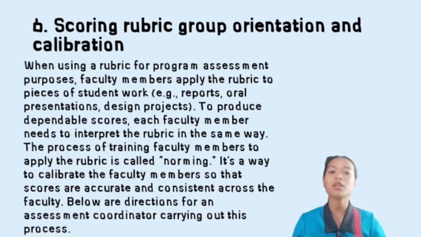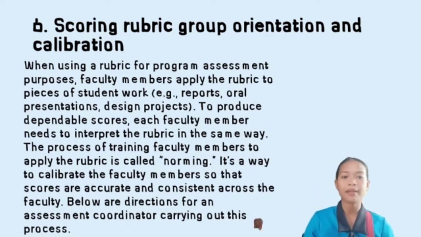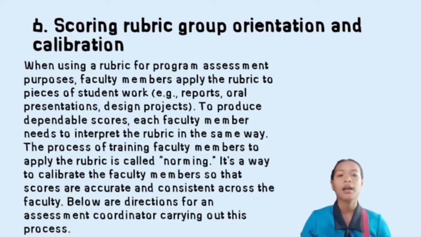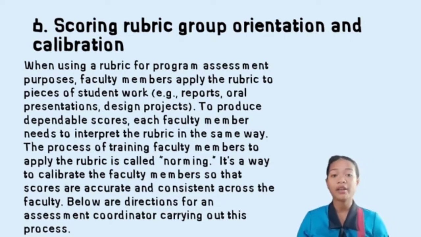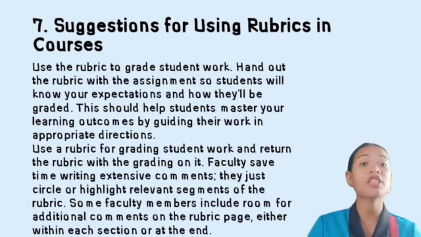The process of training faculty members to apply the rubric is called norming. It is a way to calibrate the faculty members so that the scores are accurate and consistent across the faculty. Below are the directions for an assessment coordinator carrying out this process. And number 7, suggestions for using rubrics in courses.